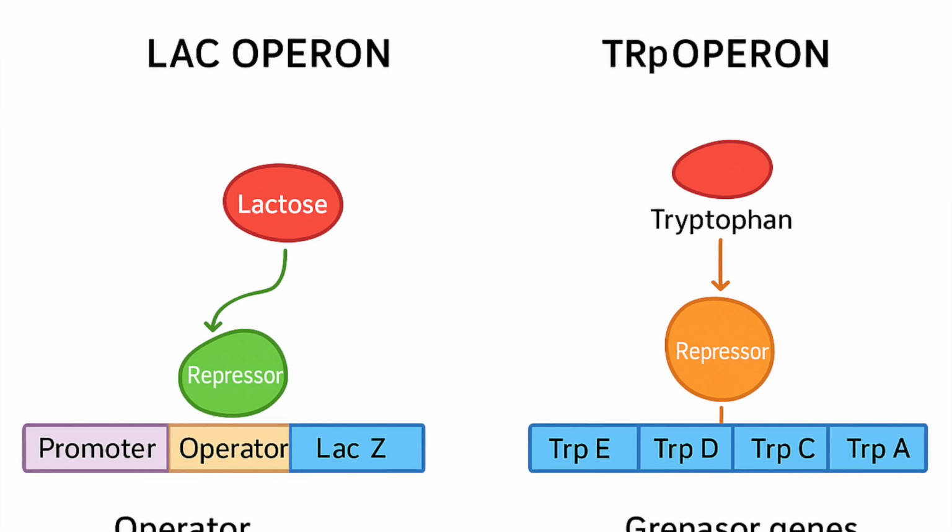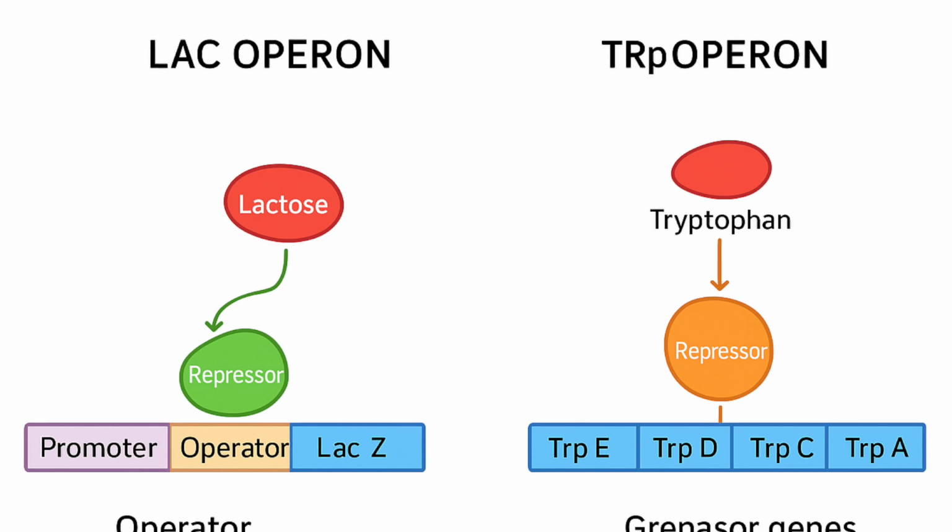Exactly. The classic example is the trp operon in E. coli, which makes tryptophan. When tryptophan levels get high inside the cell, tryptophan itself acts as the corepressor, activates the trp repressor protein, and shuts down its own synthesis pathway. Wow. A perfect feedback loop. Prevents wasting energy. It's incredibly efficient. The cell only makes what it needs when it needs it.